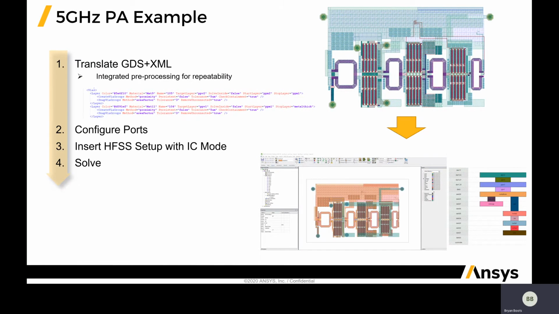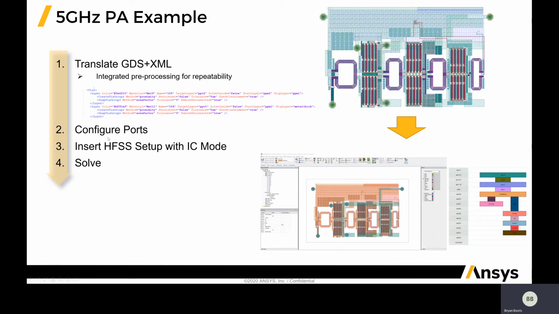So as of 2020 R2, we've integrated a lot of the pre-processing directly into the XML technology description. And this brings a level of repeatability because we know you're not just going to be generating one version of this model. And so once you characterize your technology and your pre-processing has been codified, you can actually capture that in an XML, and then you can use that repeatedly with additional revs of the GDS file or different cutouts or different blocks. Once we do that translation, we end up in Electronics Desktop with an HFSS 3D layout design, and everything from that point forward is the familiar workflow.